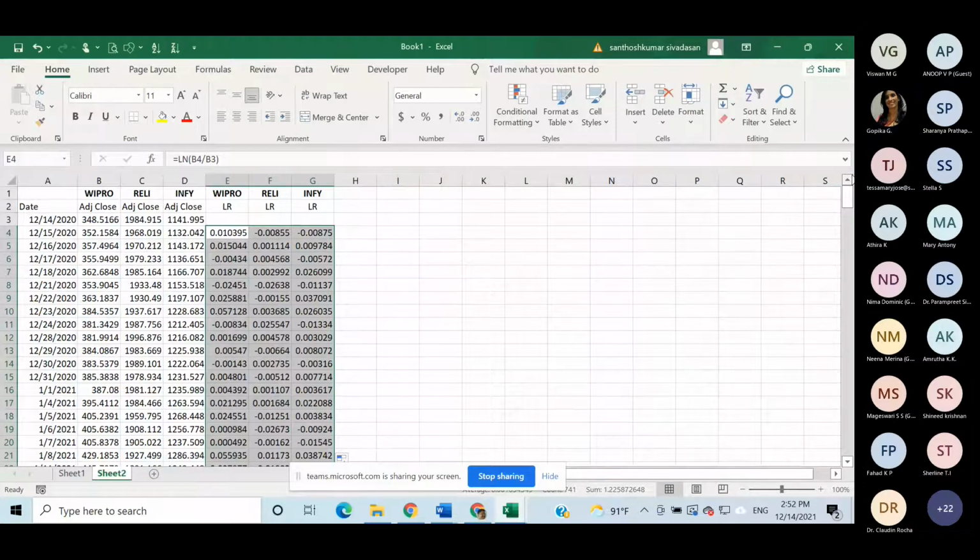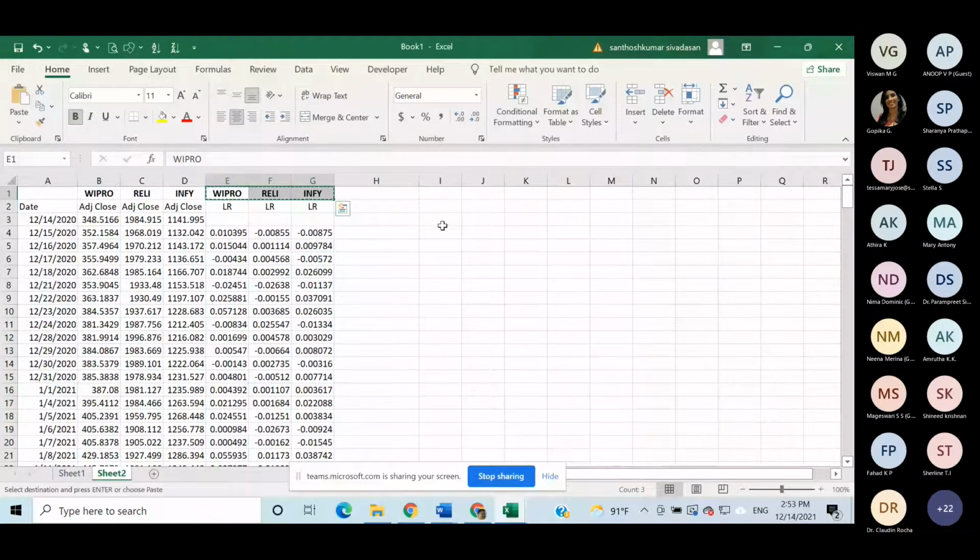Yeah, so here what we have done, we have computed the individual log returns. So I'm copying, Control C, Control V, just the label I have copied.